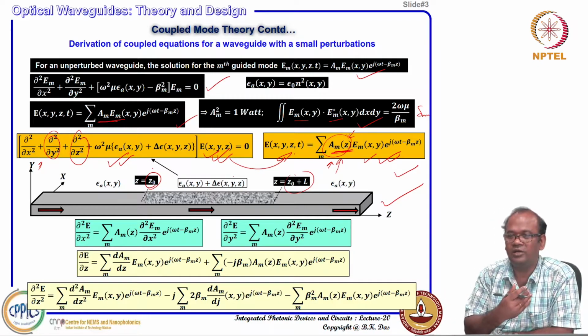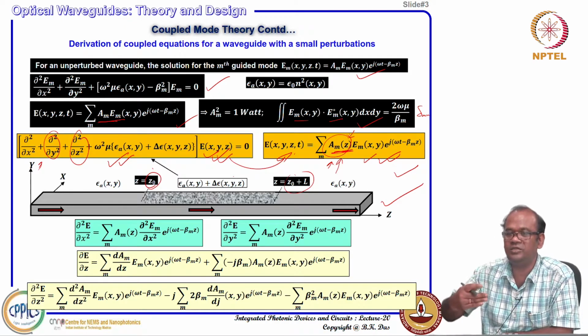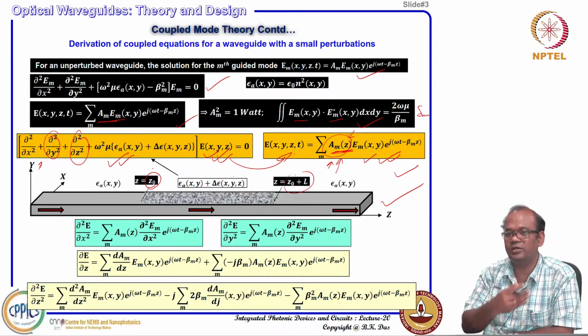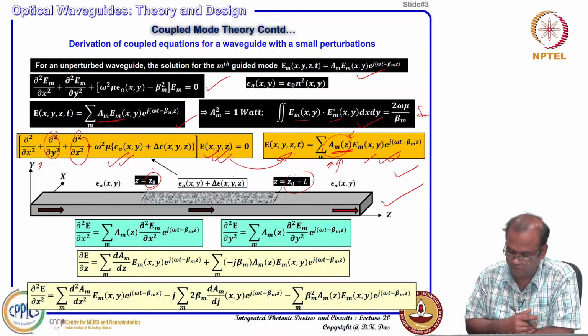If the mth mode is gaining some power or energy from other modes, then it will be increasing, and if it is losing, then it will be reducing as a function of z, and it will be losing to other modes. So, that is the whole story.